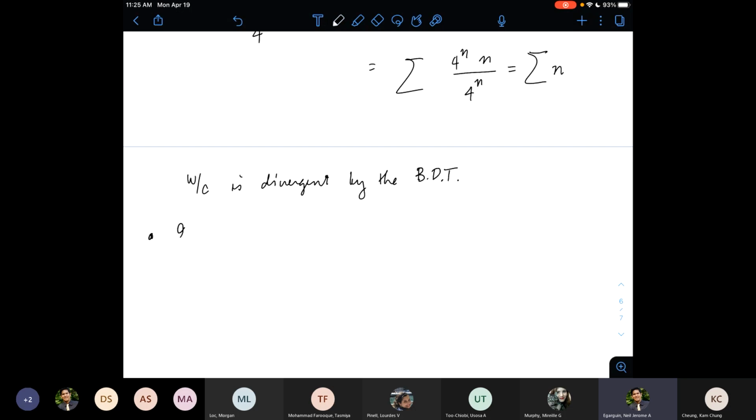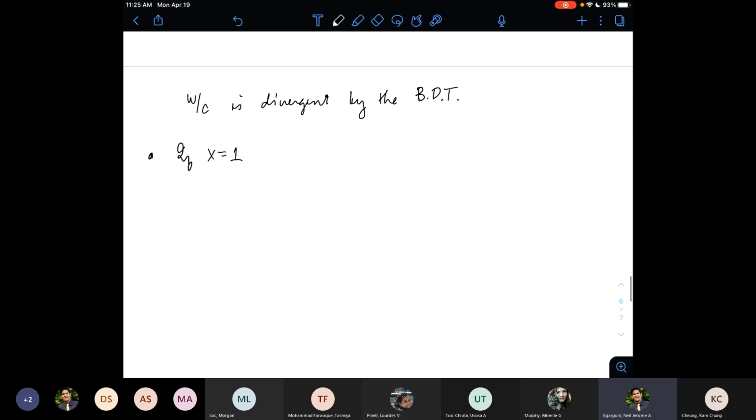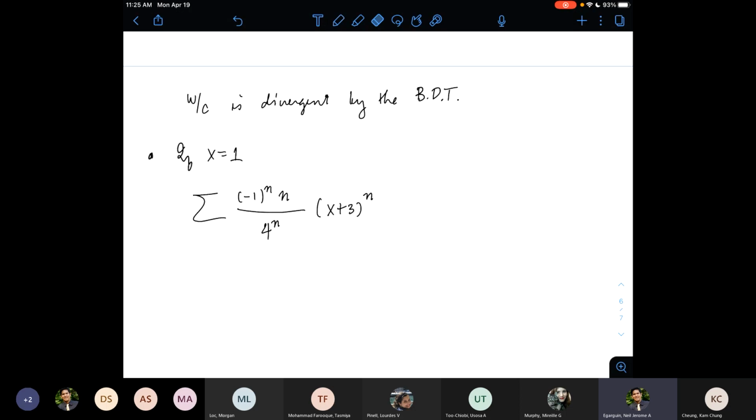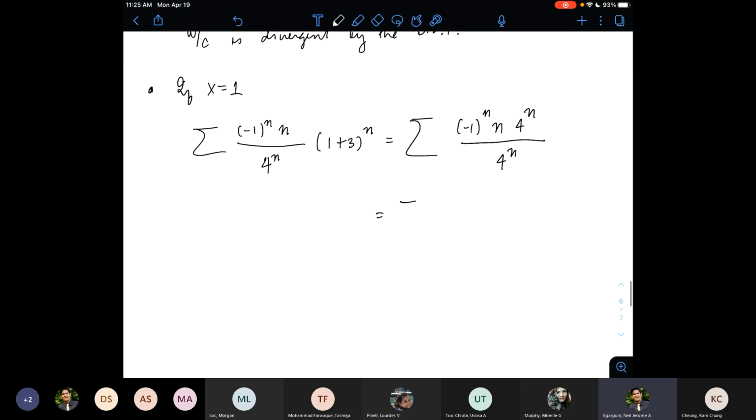Now the other one is if x is equal to 1. That's the other endpoint at which we knew that the ratio test was inconclusive. So let's look at the given series again. Plug in x equals 1. So here we'll have sum of negative 1 to the power n times n, 4 to the n over 4 to the n, which simplifies to sum of negative 1 to the power n times n, all right? Which is also divergent.